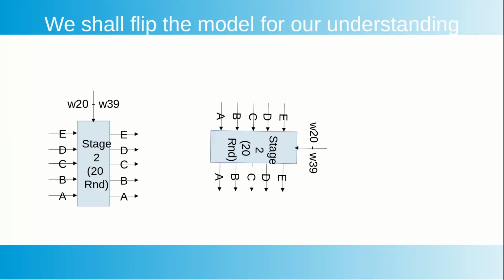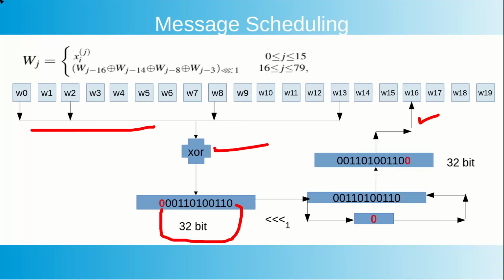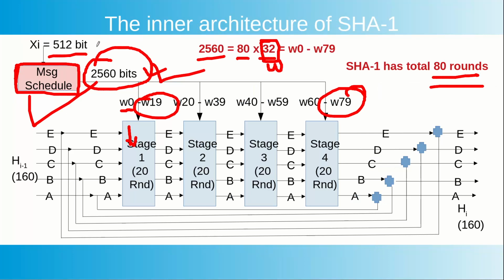So now we know how to compute the Ws. Typically we know how to compute this 2560 bits from this 512 bits.